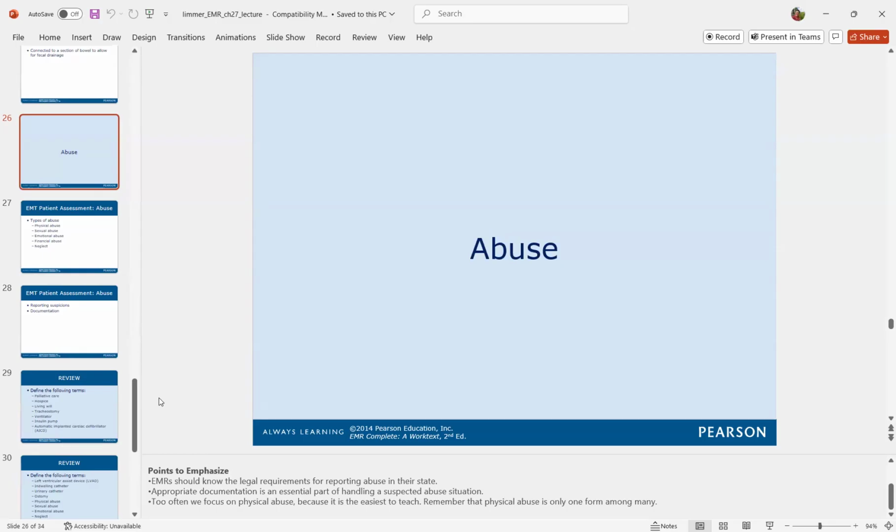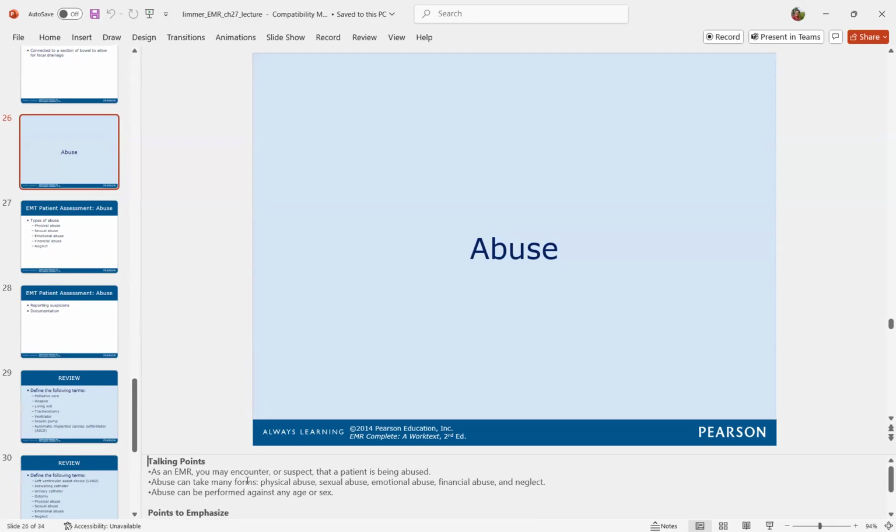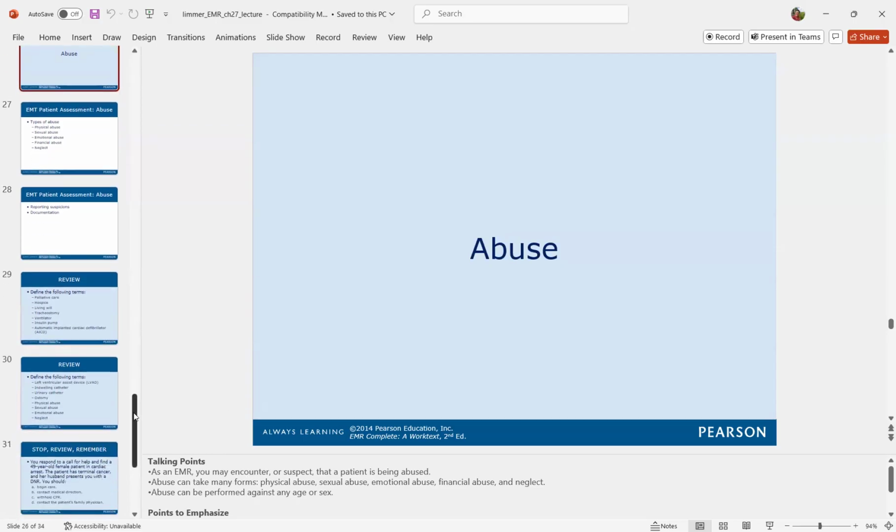Too often we focus on physical abuse because it's the easiest to see. But remember, abuse comes in other forms too: sexual, emotional, financial, all of that stuff. So if we're suspecting any of that, we need to say something.